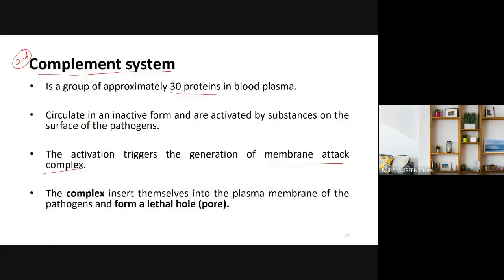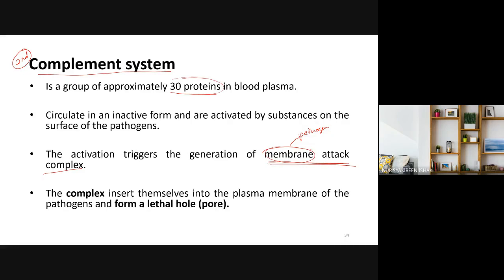is membrane attack complex. Okay, so the function of these many proteins of the complement system is to attack the membrane of the pathogen. So the protein will attack the membrane of the pathogen. That's why it is called here the membrane attack complex. Okay, many different proteins that attack the membrane of the pathogen.